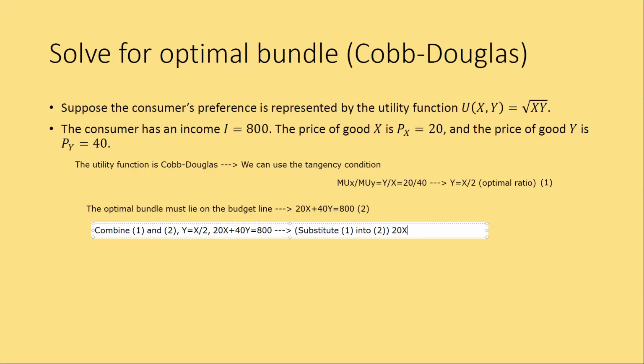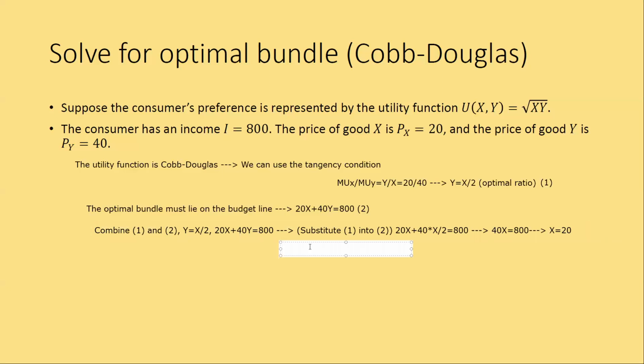What we get is 20x plus 40 times y, and we substitute y by x divided by 2, equals 800. We can simplify this expression. This becomes 40x equals 800, or x equals 20. So this is the optimal value of x, the value of x in the optimal bundle that we can find by solving the equations.